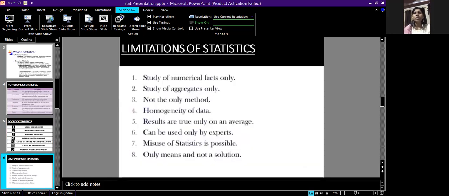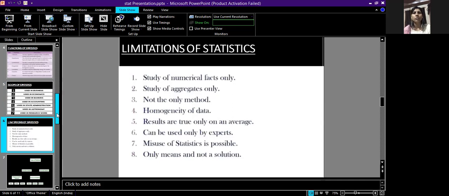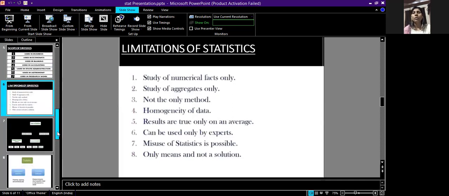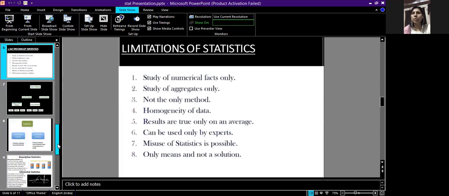Next we go to the limitations of statistics. As we know, everything has its pros and cons. So statistics also, although the limitations are not too many, it is much more useful compared to its limitations. So the first thing is that it is totally based on numerical facts. Whatever data you are collecting, you have to collect it in numerical form.